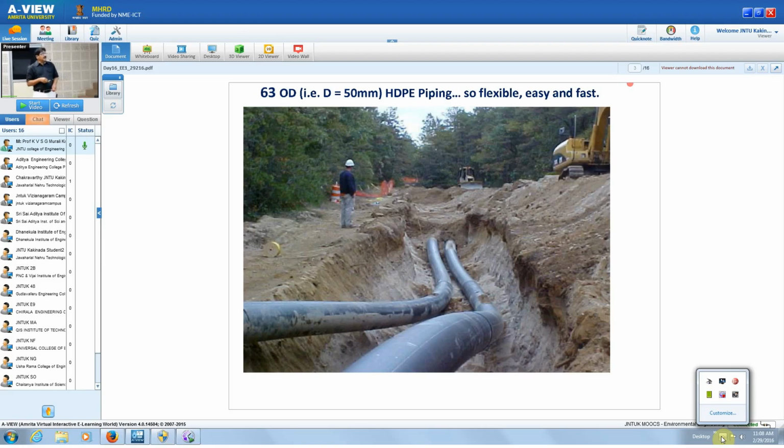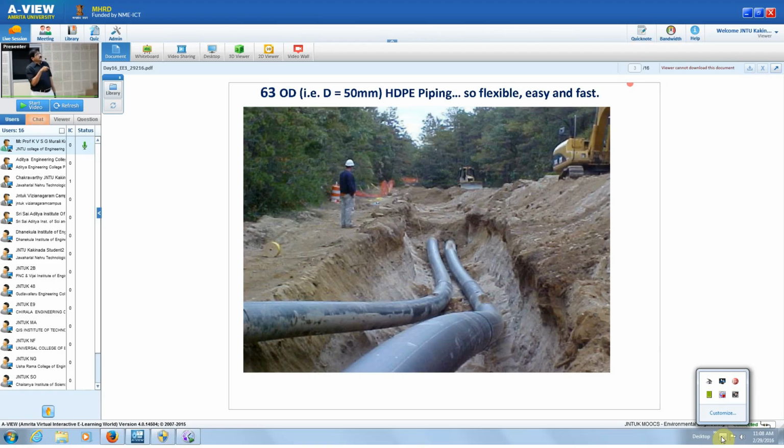We have seen it already. In case of all pipes, whenever we say diameter, diameter means the inner diameter of the pipe. Whereas in case of plastic pipes, it is generally denoted as OD. But when we design a pipe, that is always the inner diameter only. When we say diameter, it is inner diameter only.